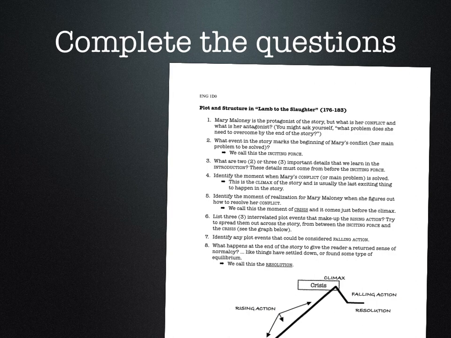This is the final part of the task that you have to complete. Each of these questions will help you to discover these parts of the story. So answering these questions about Lamb to the Slaughter will help you understand how the plot graph works and how it can be applied to different stories. So complete that now.